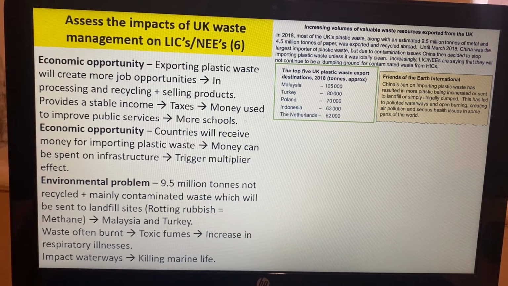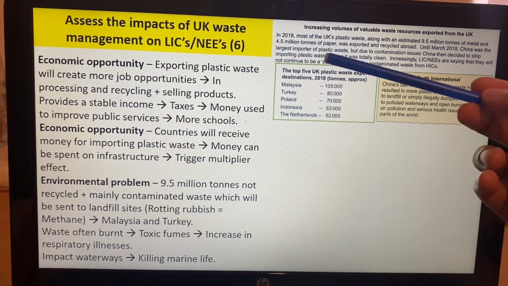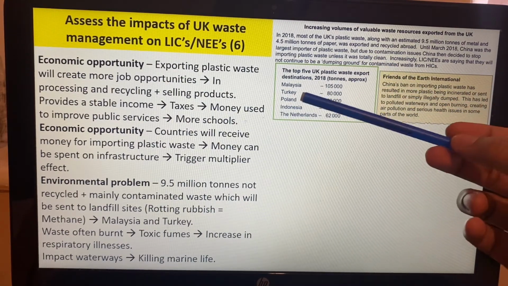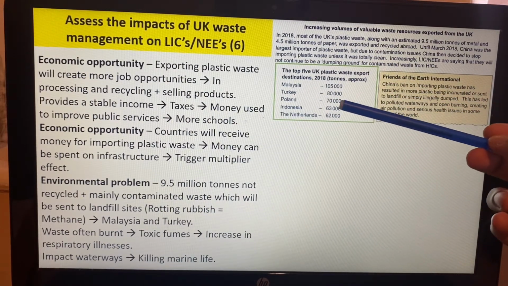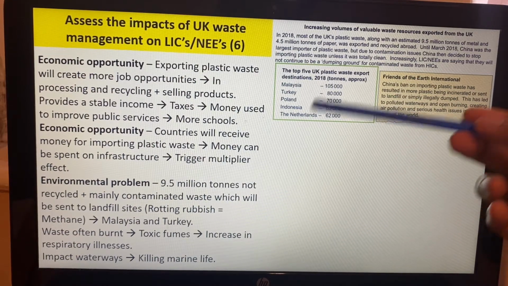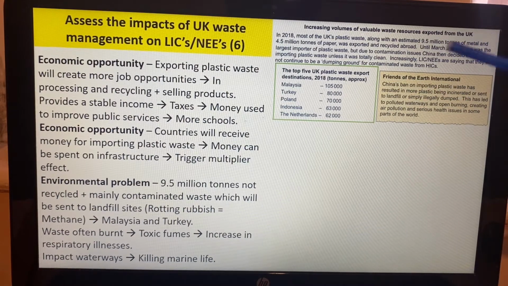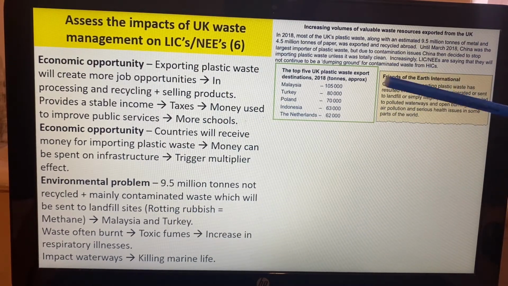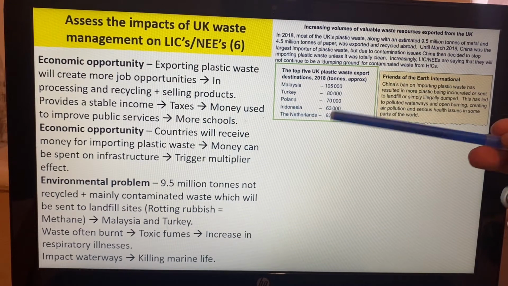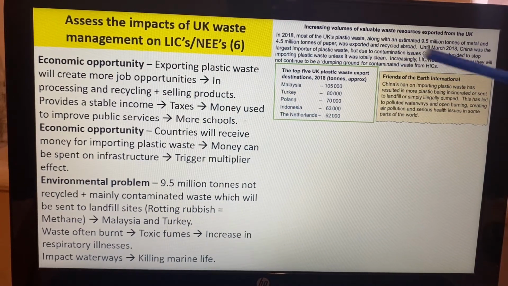So you can see from the figure that actually we're sending off a lot of our waste abroad to Malaysia, Turkey, Poland, Indonesia, and you can have a quick read in terms of what the issue is. A lot of it was being sent to China, but China recently was saying, no, we don't want your stuff anymore because a lot of it is contaminated.